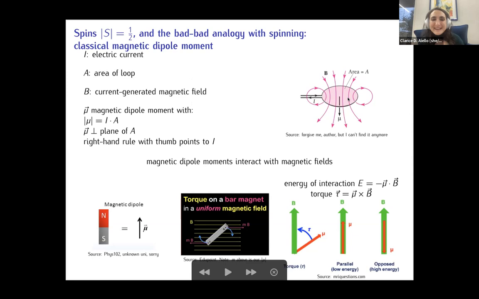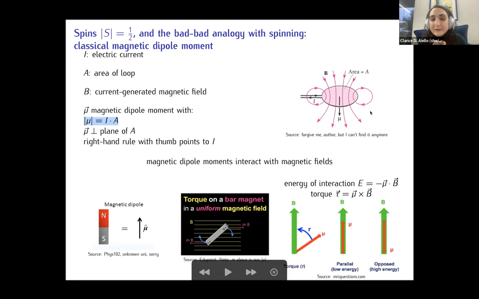In such a circumstance, there is a quantity called magnetic dipole moment that is generated, and the magnetic dipole moment is denoted mu. And mu has a magnitude that is equal to the electric current times the area of this current loop. Mu, moreover, is perpendicular to the plane defined by this area. Okay, and the direction of this mu is given by the right-hand rule when the thumb is pointing towards the direction of the current. And it turns out that this quantity called, again, magnetic dipole moment interacts with magnetic fields.